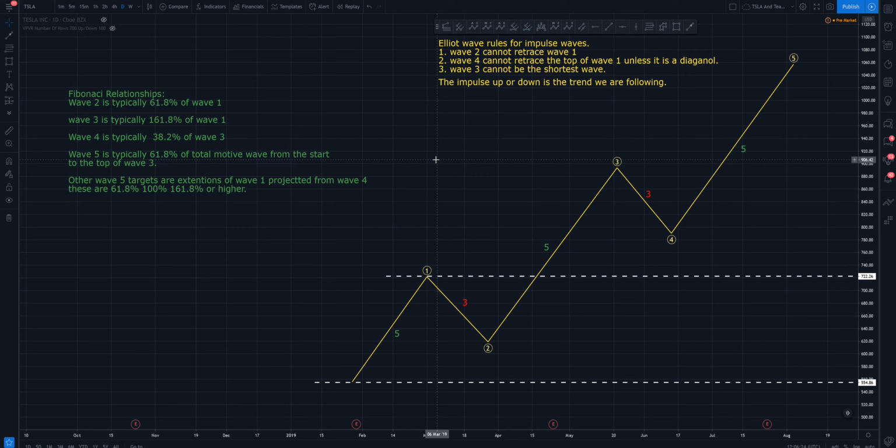Now let's talk a little bit about why. When we're looking at the trend as an Elliott Wave, as an impulse wave, what exactly are we looking at? We are looking at market psychology. That is literally what the Elliott Wave is. Wave 1 is often the shorter of the main motive waves. Why is that?